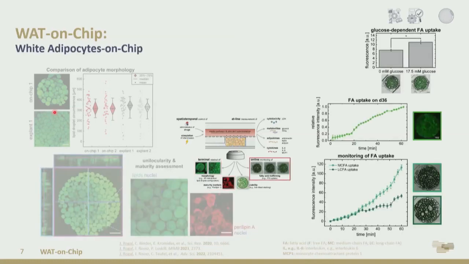Concerning their functionality, we ran a couple of experiments, or different versions of a real-time monitoring of fatty acid trafficking. So, for example, we could show that the on-chip adipocytes took up fluorescently tagged fatty acids of different length. We had a look at their long-term functionality, so what you can see here are fatty acids being taken up on day 36 of on-chip culture. And we could also simulate the effects of different glucose concentrations on our fatty acid uptake.